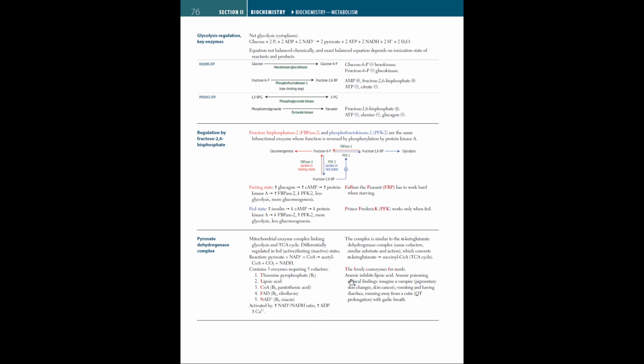Now, arsenic, again a poison, inhibits lipoic acid. So arsenic poisoning can disrupt the pyruvate dehydrogenase complex, and the clinical findings are pigmentary skin changes and skin cancer, vomiting and diarrhea, QT prolongation, and so-called garlic breath. So just imagine a vampire with pale skin running away from a QT, or QT prolongation, with garlic breath.